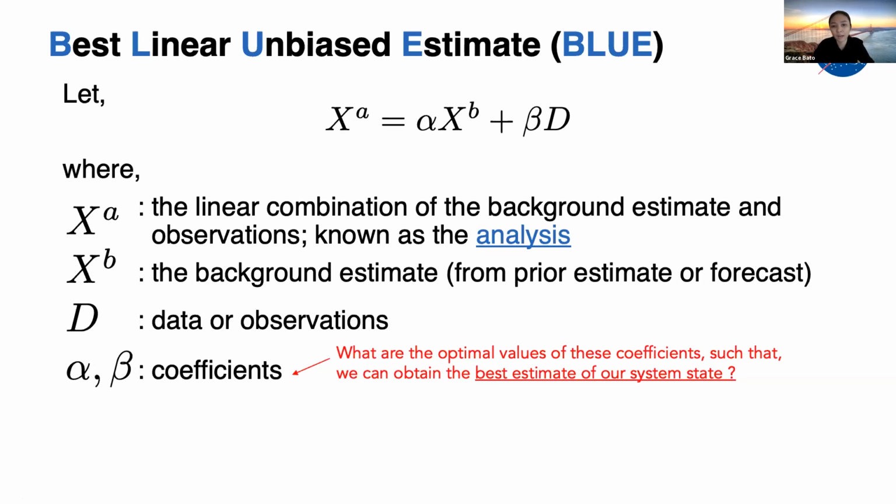But if, for example, your data has a better uncertainty than your model forecast, then what you want to do is to put more weight on your data. And how do we do this in a very objective way? Is again the million-dollar question. We want to find the coefficients alpha and beta such that we can obtain the best estimate of our system.